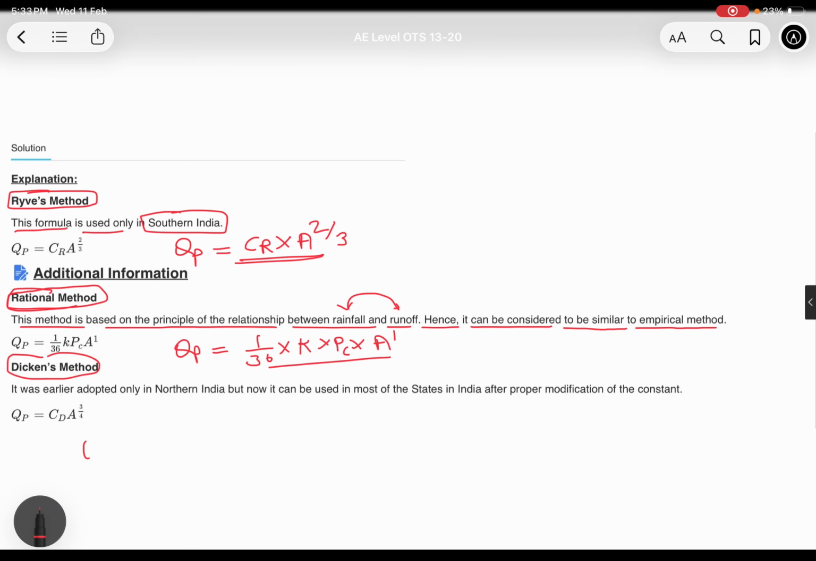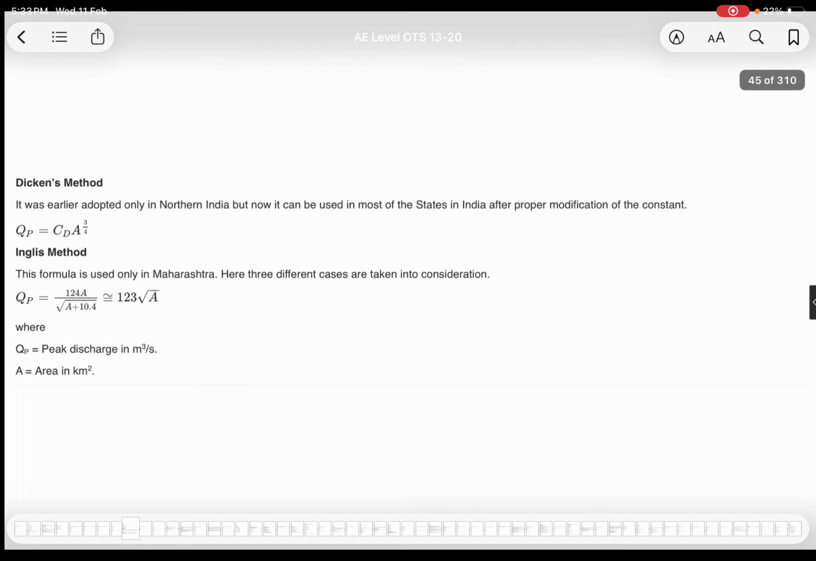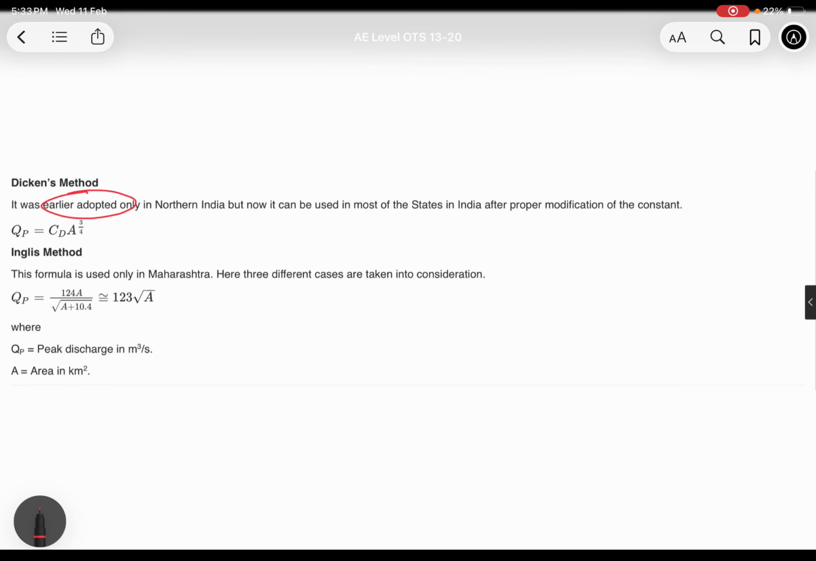The Deccan method is QP is equal to C_D A to the power 3/4. It was earlier adapted in northern India, but it can be used in most of the states in India after proper modification of the constant. Deccan method. As studied, it was earlier adapted in northern India, but now it can be used in most of the states in India after proper modification of the constant.